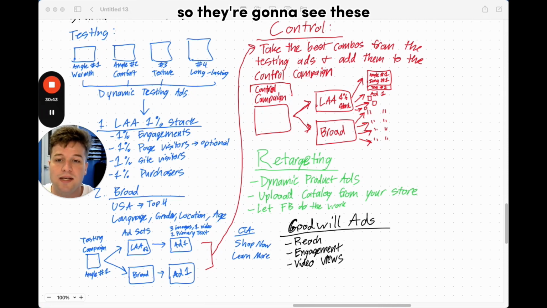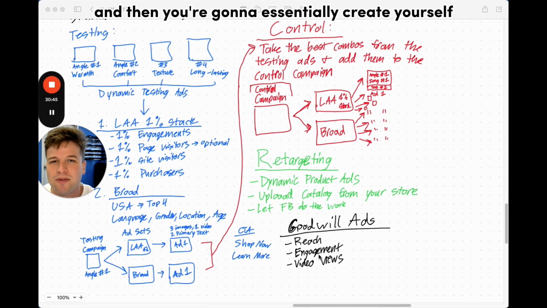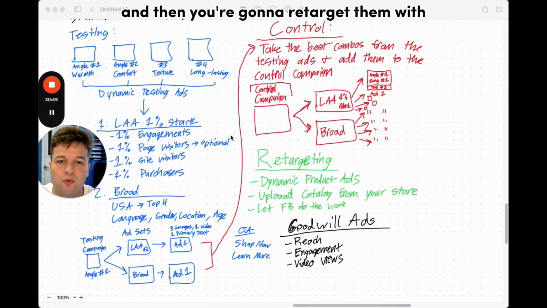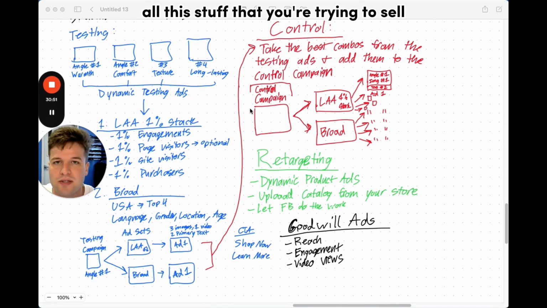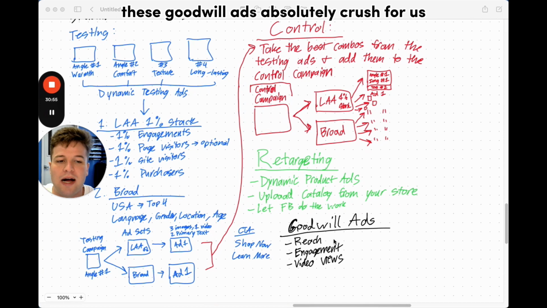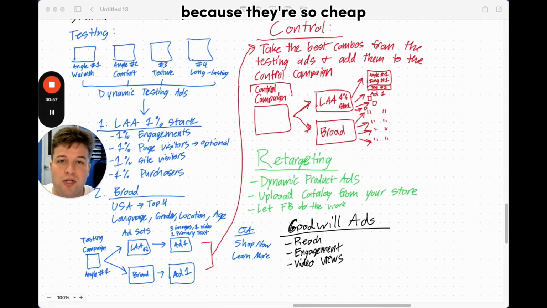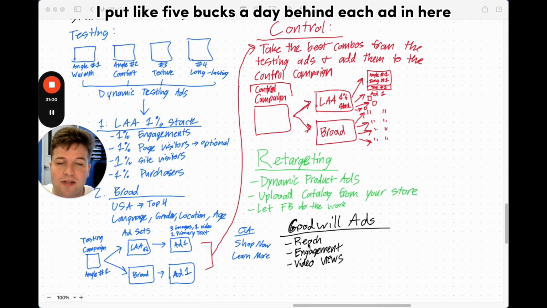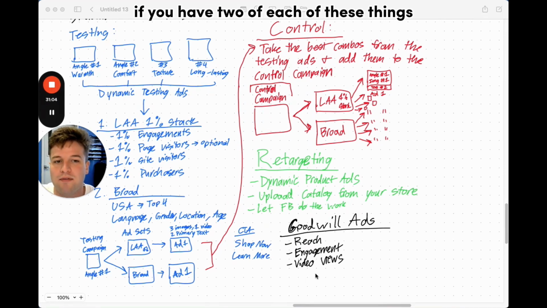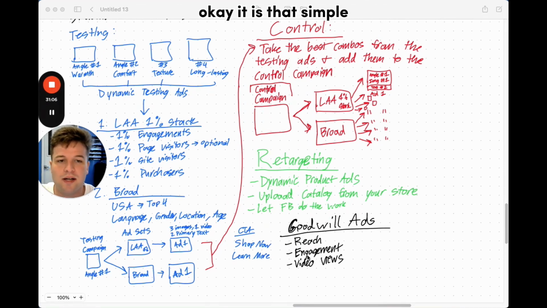So they're going to see these, and then you're going to essentially create yourself kind of an invisible list of people who have engaged with your stuff, and then you're going to retarget them with all this stuff that you're trying to sell them. And that is the key. That is where these goodwill ads absolutely crush for us because they're so cheap. Literally, I put like $5 a day behind each ad in here. So you can get away with doing like $30 a day if you have 2 of each of these things. Okay? It is that simple.